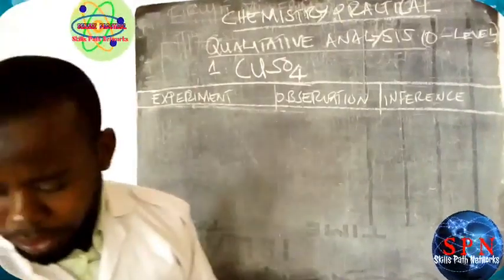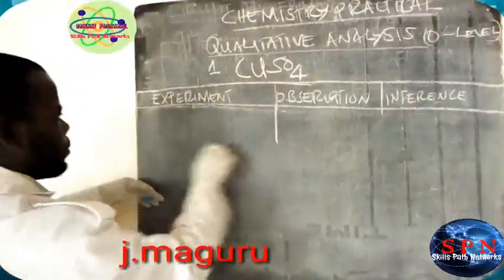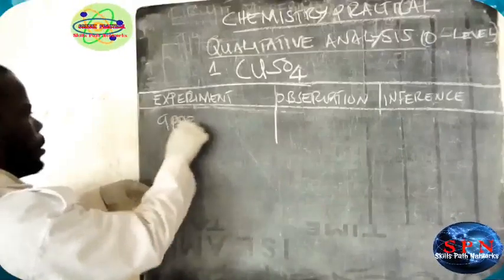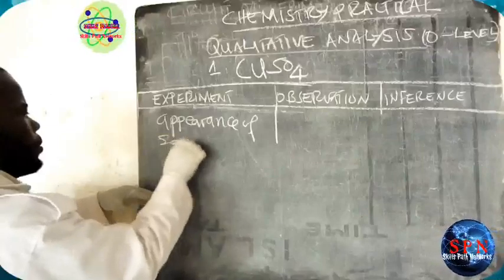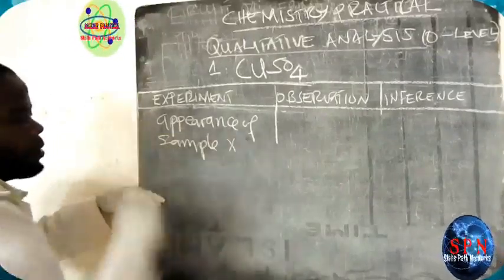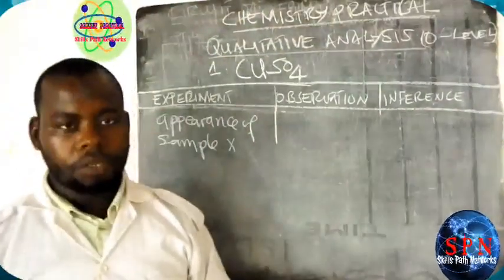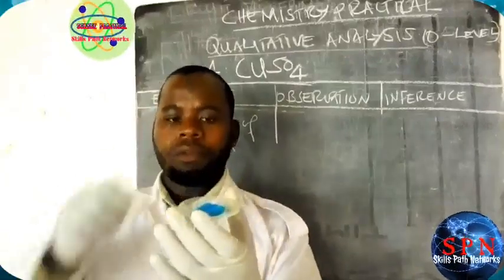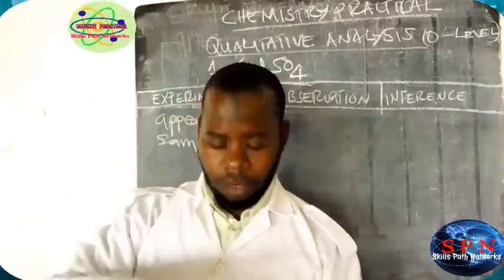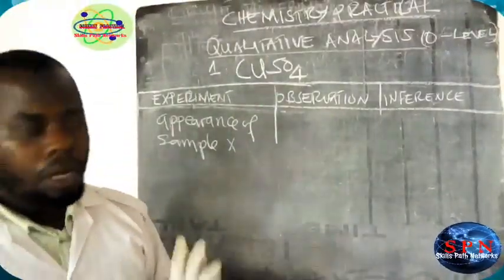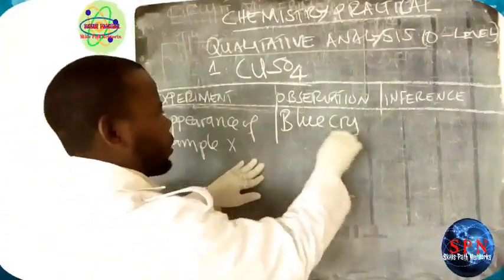So copper 2 sulphate, to start with the appearance. Appearance of sample, you can say sample X. You're supposed to write the name of the sample. We say this is sample X, and this sample, when you see here, is a blue crystal. The texture is crystalline. So in your observation, the color is blue crystal.